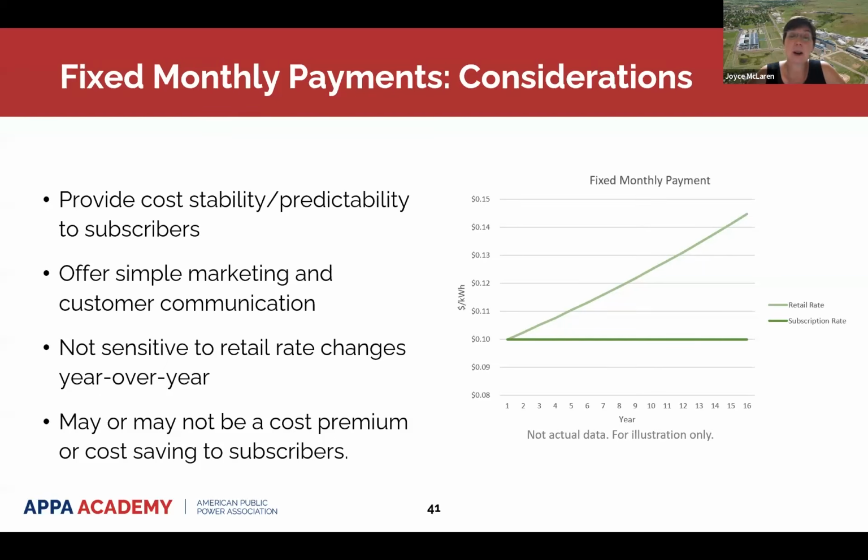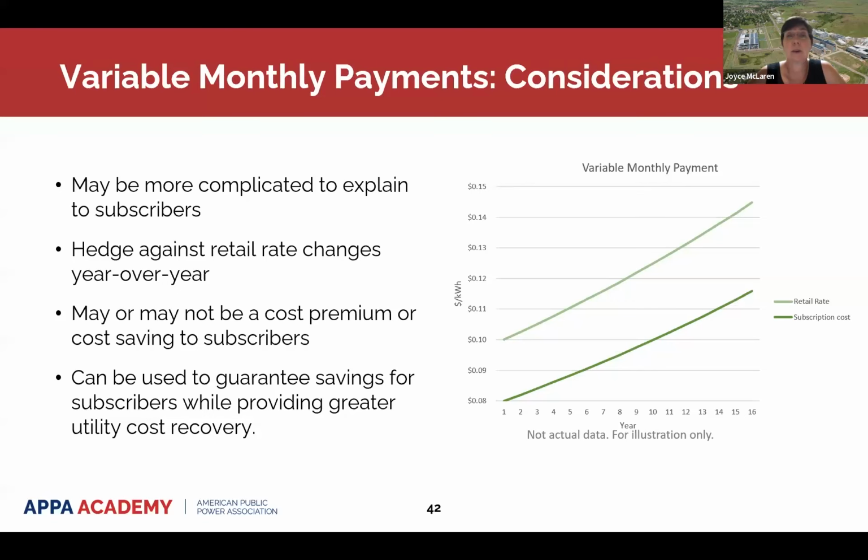And it may or may not be a cost premium or a cost savings in the beginning. Although if retail rates go up, which they typically do, then eventually it may be a cost savings to someone. So even if they aren't getting a savings in year 1, they may get a savings in year 5. But it may or may not be a cost savings or a cost premium, depending on a lot of different factors.